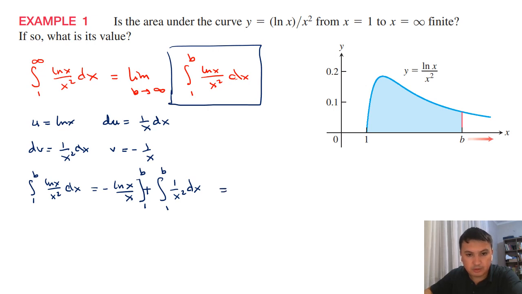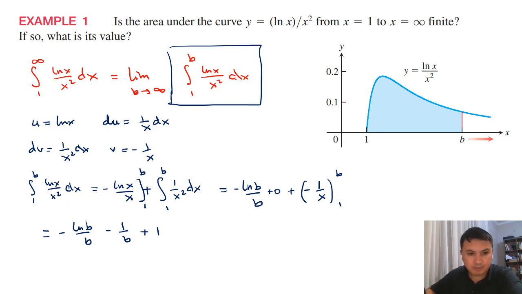From the first one, I get minus ln b divided by b, and if you let x equal 1, ln 1 is simply 0, right? So it's plus 0. From the second integral, the integral of 1 over x squared is minus 1 over x. I evaluate from 1 to b, so at b it's going to be minus 1 over b, and at 1 it's going to be minus minus 1, so plus 1.